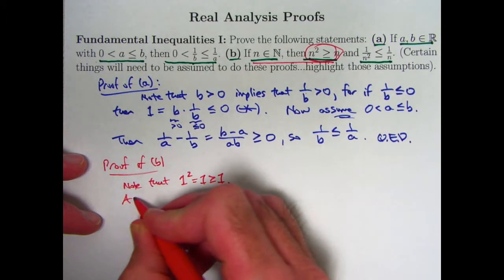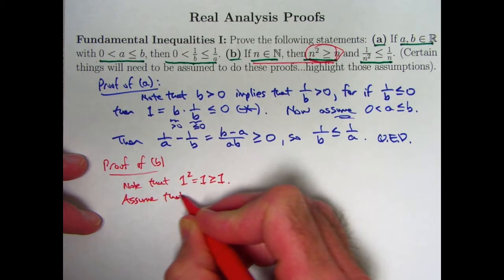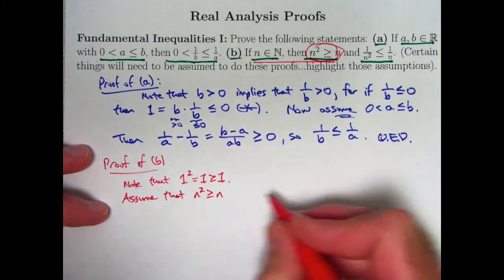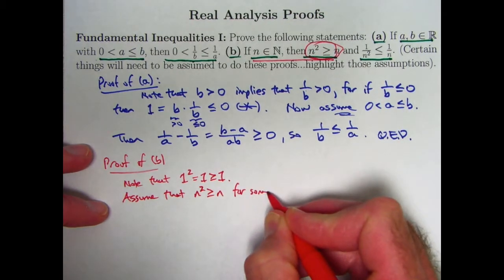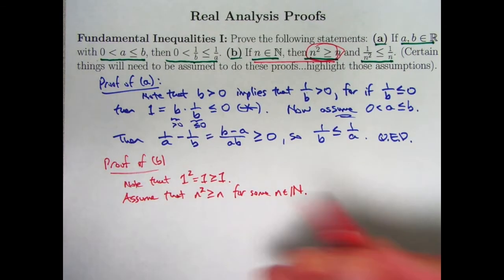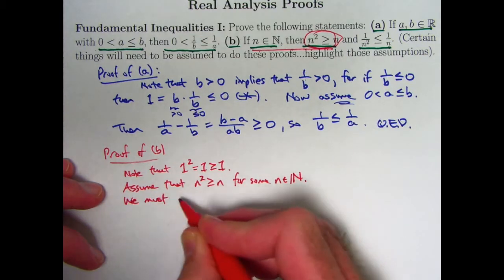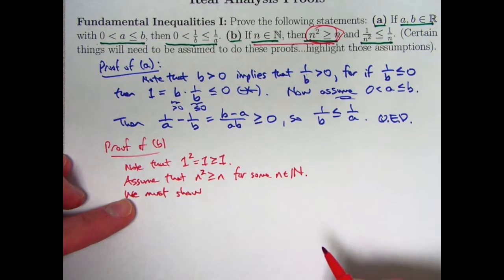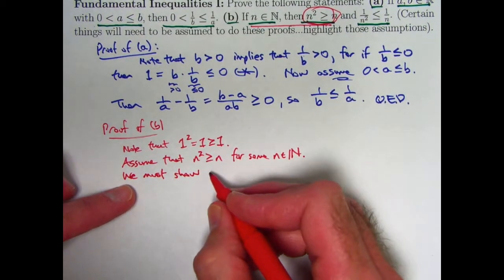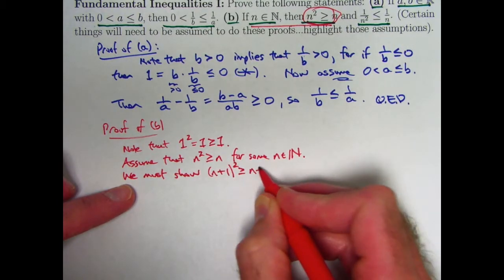Now you want to assume that n squared is greater than or equal to n, not for all n, but for some particular n. For some unspecified but particular natural number. To use the principle of mathematical induction, we must show, mathematicians often write proofs in third person. It's maybe not the best style, but it's tradition. We must show that n plus 1 squared is greater than or equal to n plus 1.